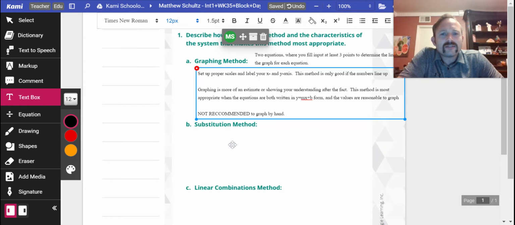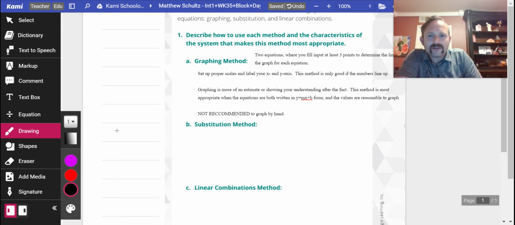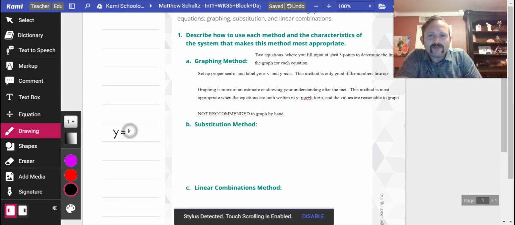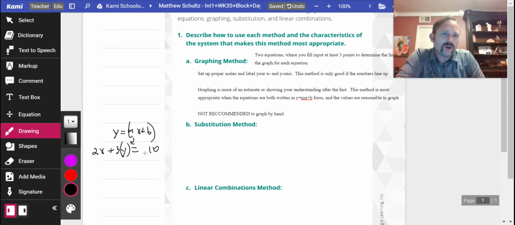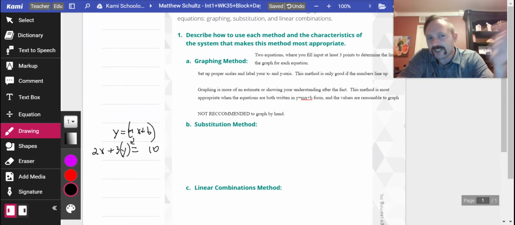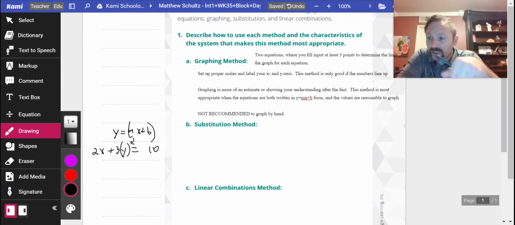All right, the substitution method. Let me show you when you should use it. When one of them is in y equals mx plus b form, and the other is like 2x plus 3y is equal to 10, then you can plug in this right here. When one of the forms is in slope-intercept form, you can plug it in. You don't have to isolate for the variable to plug it into the other one.